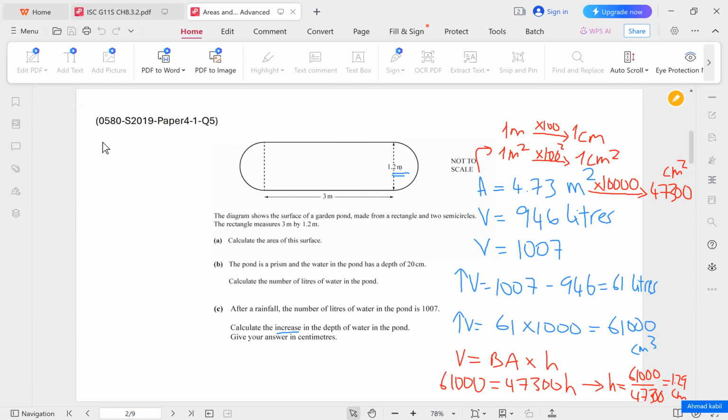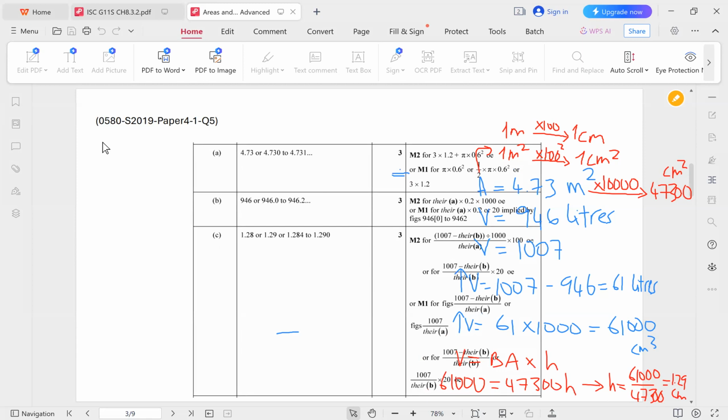Let's check the marking scheme. 1.28 or 1.29 are both correct, depending on your approximations. So we are okay with 1.29 for C.